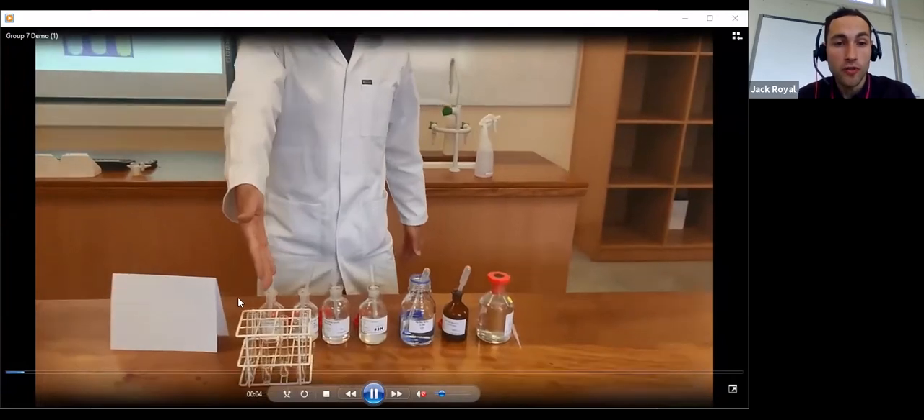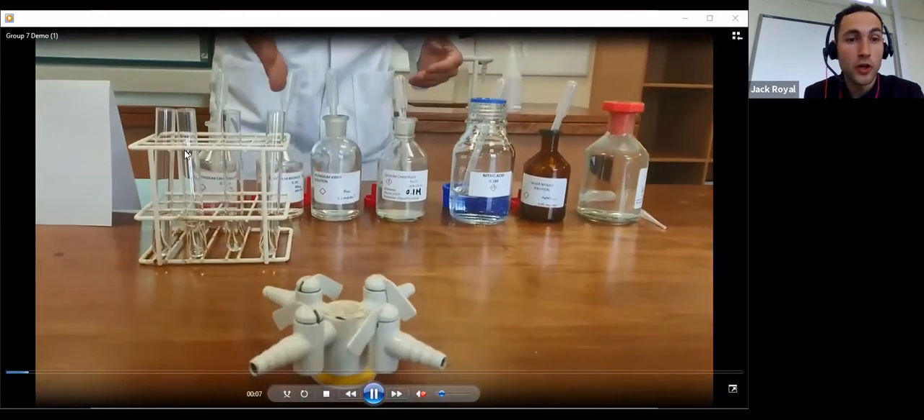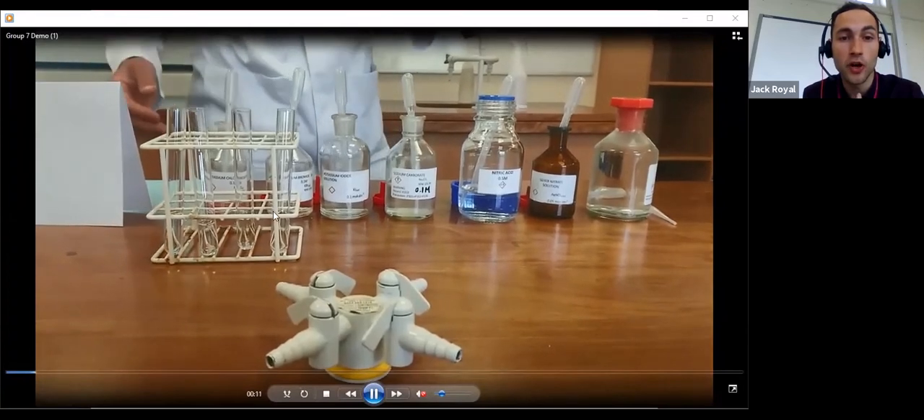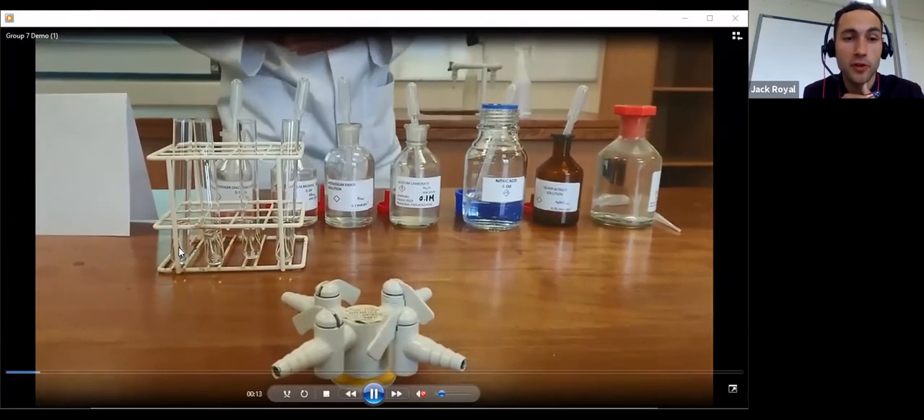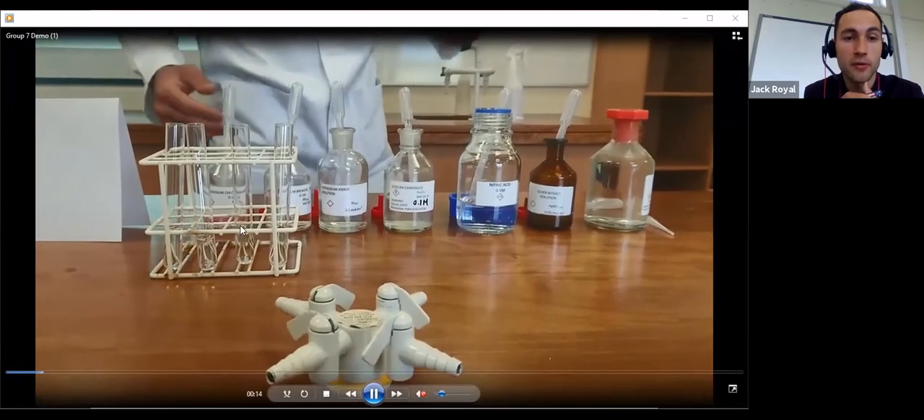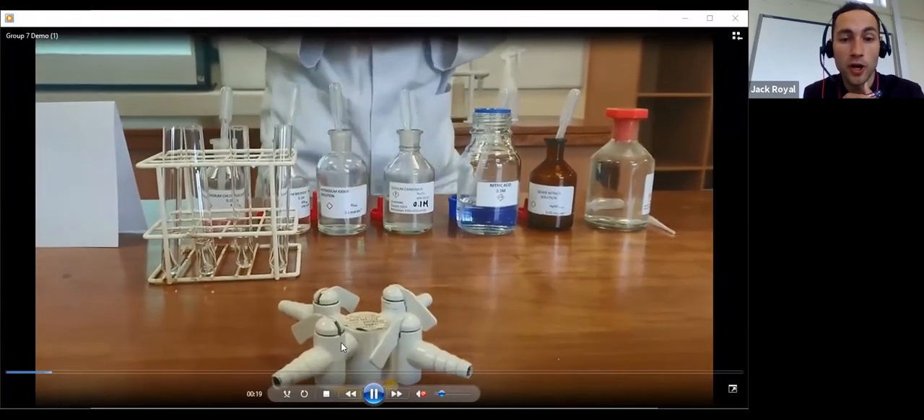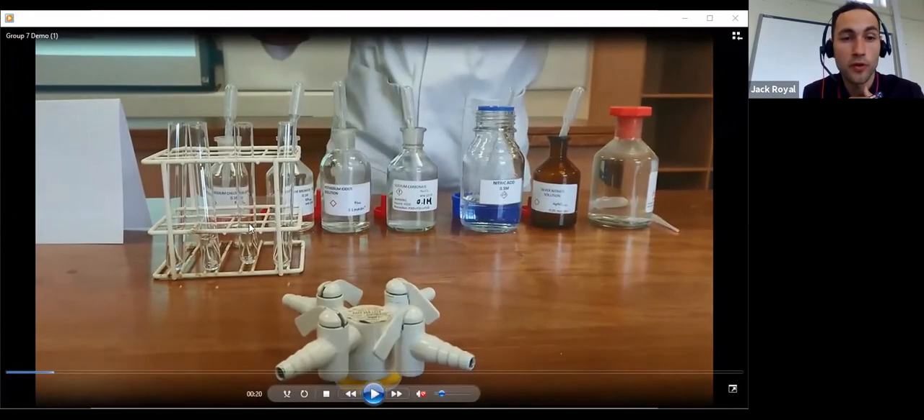So what we've got from left to right, we've got chloride, bromide, and iodide, and then a solution of carbonate. So potassium chloride, potassium bromide, potassium iodide, and sodium carbonate. So the 3 halide ions on the left. You can see the bottles are just behind them, and then sodium carbonate is on the right.